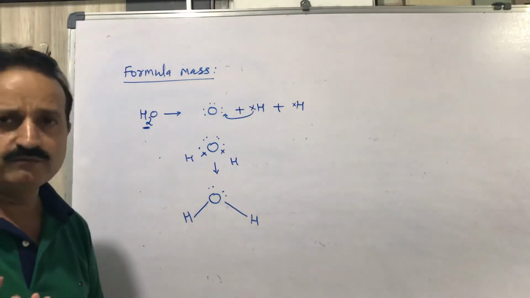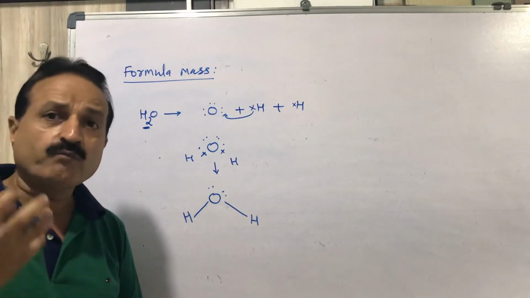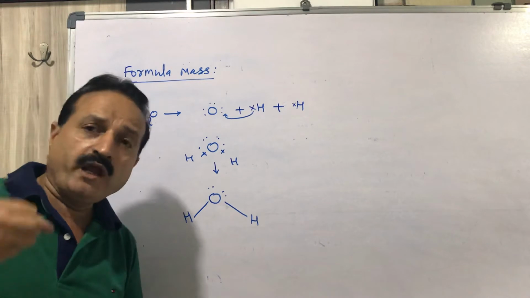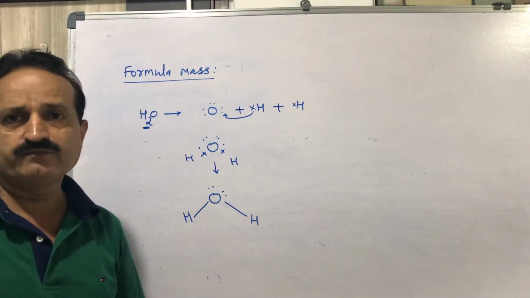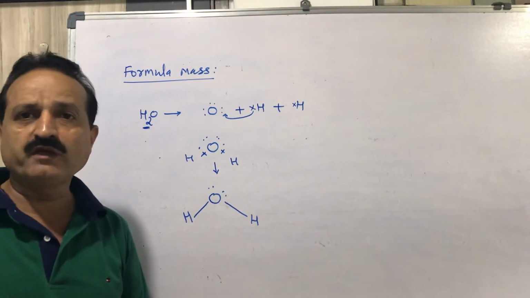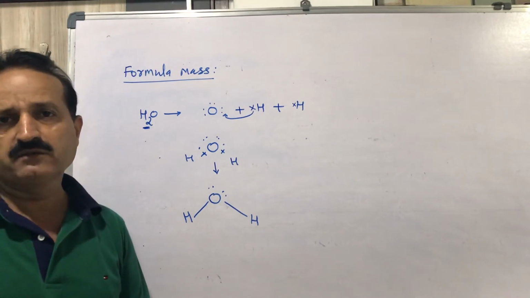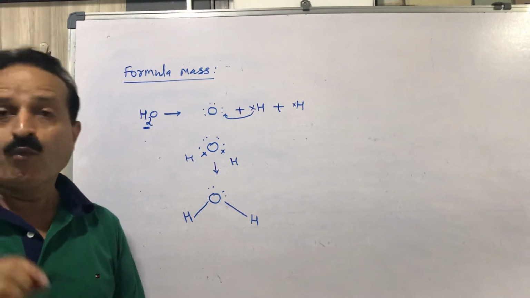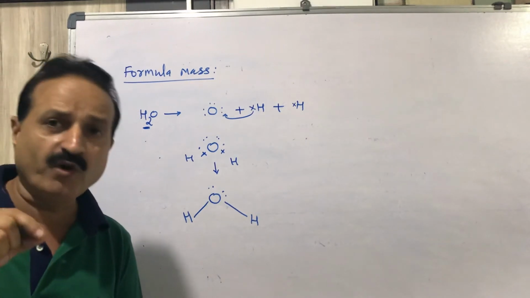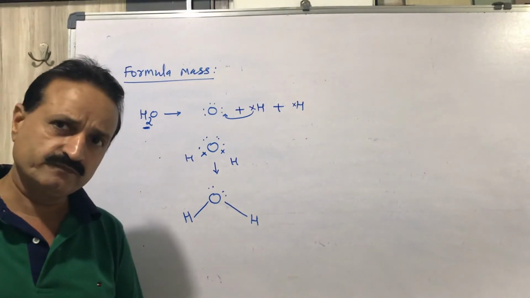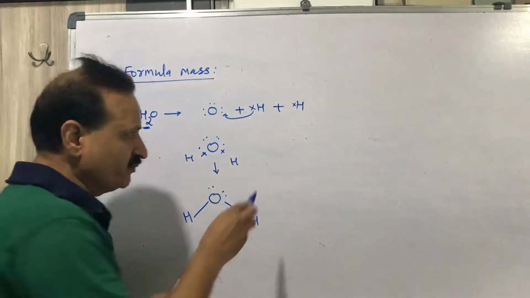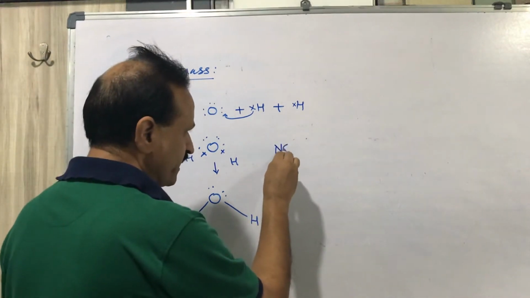So where a covalent bond forms in a molecule, the mass of the molecule is the molecular mass. While in formula mass, what is the difference? For formula mass, we take the example of NaCl.